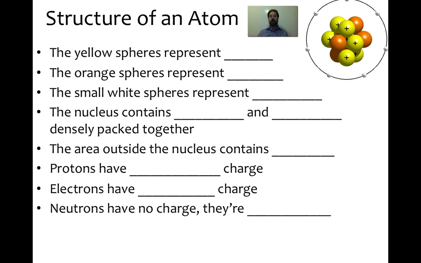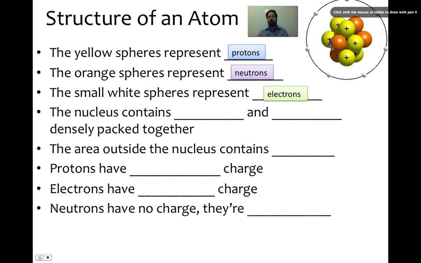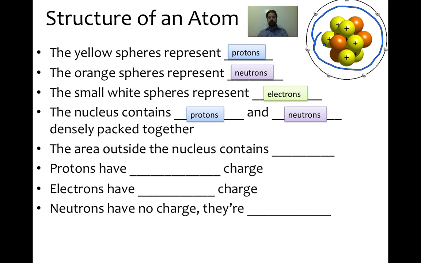So here we have an artist rendering of an atom, and hopefully some of these things seem familiar to you. We see the yellow spheres, and they represent what we call protons, and they're found in the nucleus. Orange spheres are the neutrons. You notice that there's no charge designated on them. The small white spheres on the outside, in a ring-like form, are our electrons. So the nucleus, the centermost part of our atom, contains two things: protons and neutrons.